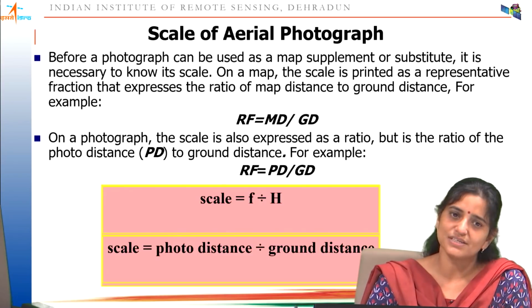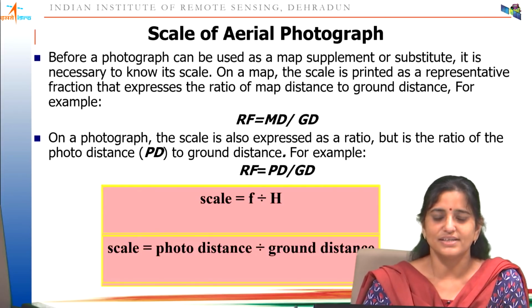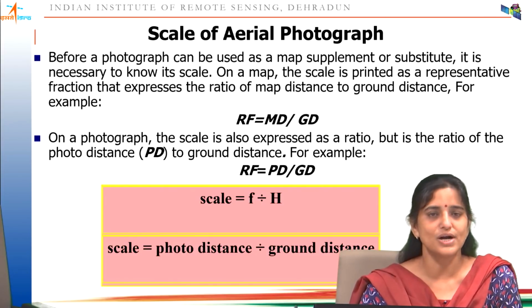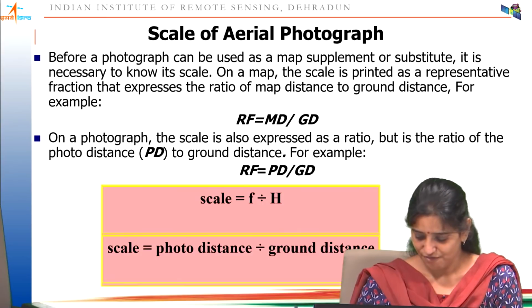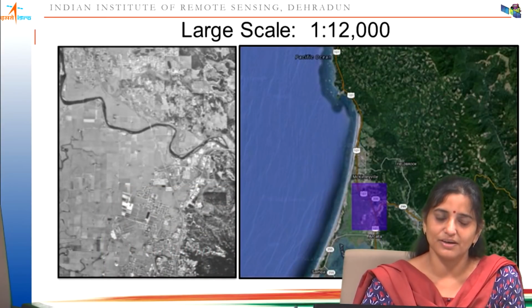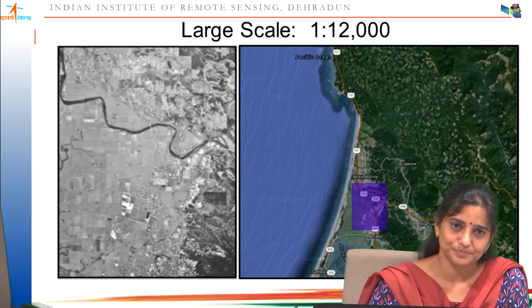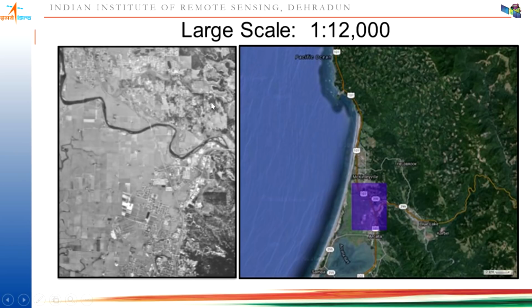To calculate the scale of the photograph, we have another formula, that is, scale is equal to focal length divided by flying height. We will see how we have got this formula. Now the scale of the map can be a large scale map.